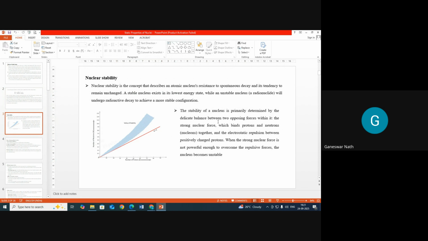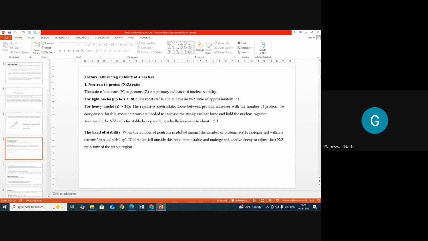The stability of the nucleus is primarily determined by the delicate balance between two opposing forces within it: the strong nuclear force, which binds the protons and neutrons together, and the electrostatic repulsion between positively charged protons. When the strong nuclear force is not powerful enough to overcome the repulsive force, the nucleus becomes unstable. So what is nuclear stability, what is the requirement for the stability of the nucleus, and how is it achieved?